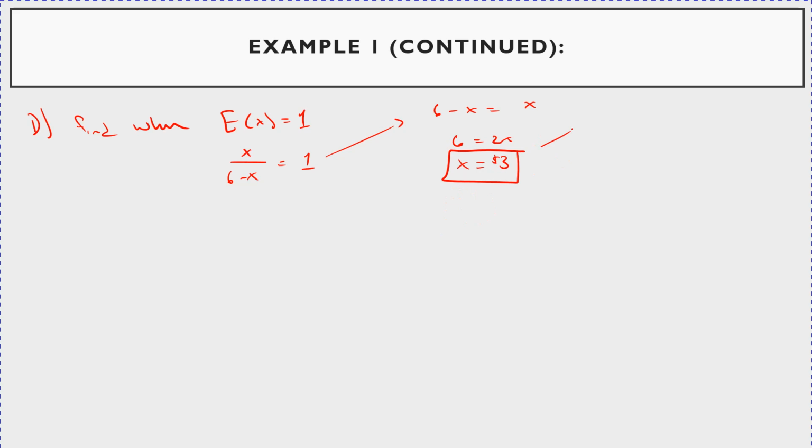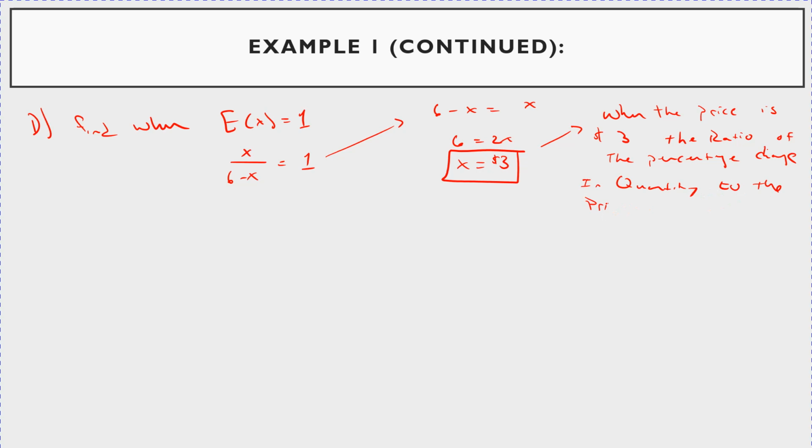So what this means here is when the price is $3, the ratio of the percent change in quantity demanded to the percent change in price is 1. It's perfect. So at that $3 mark, if I just raised the price 10%, demand would fall 10%. That's what you're seeing here.